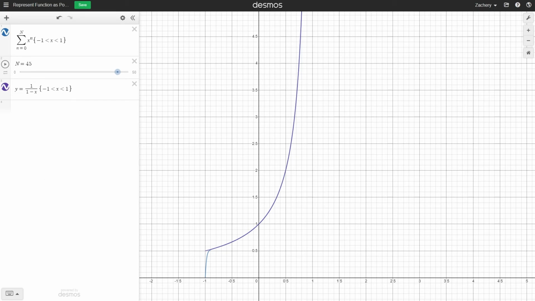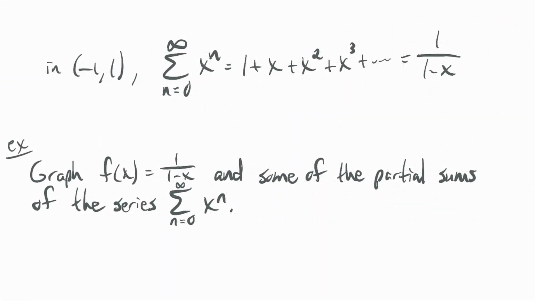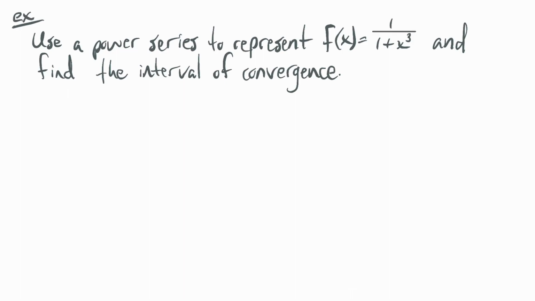Okay, let's switch back over to here. So that was some of the graphs of some of the partial sums. So we're going to use a power series to represent this function, f of x equals 1 over 1 plus x cubed, and we're going to find the interval of convergence basing it upon the geometric series.